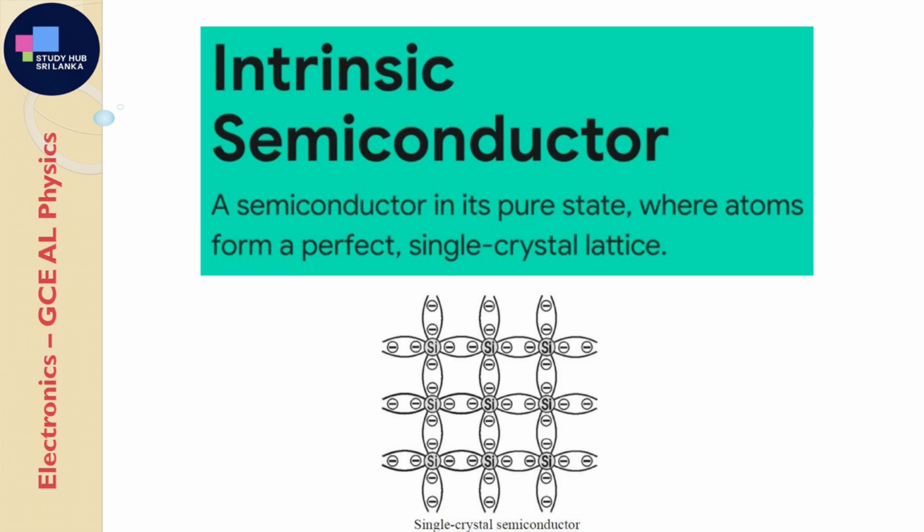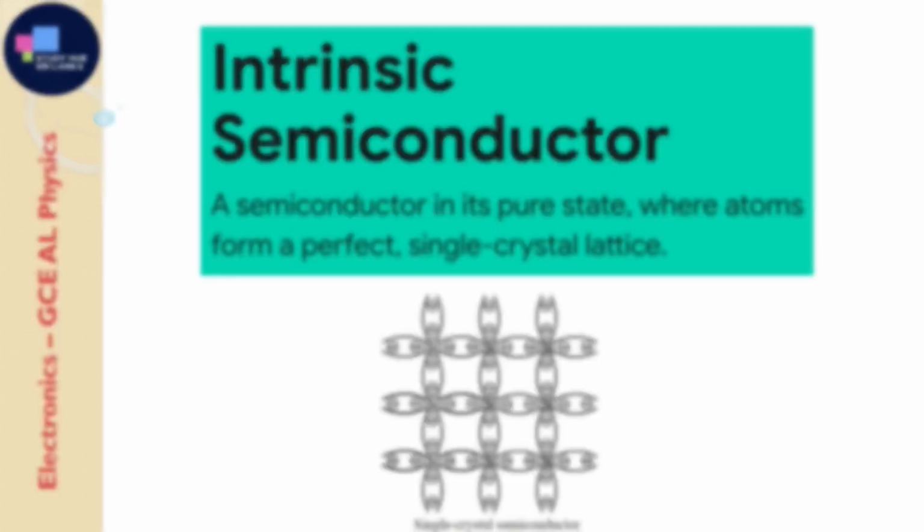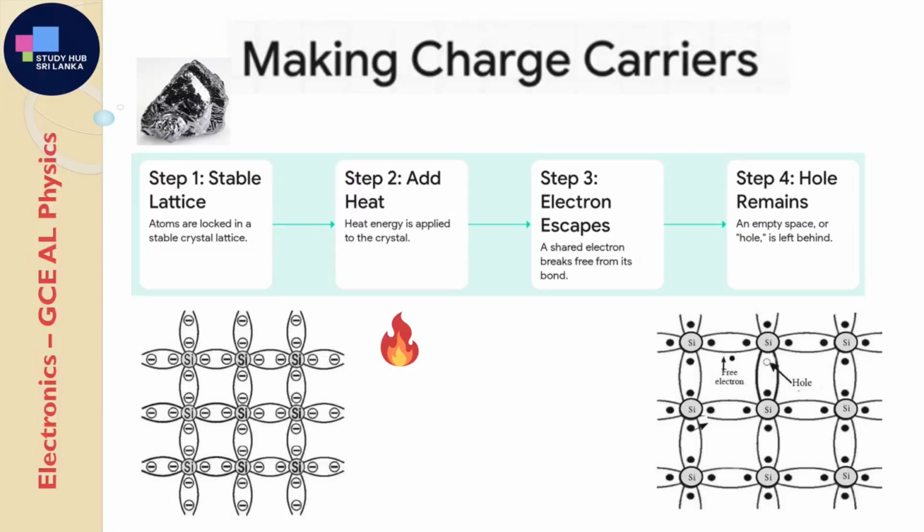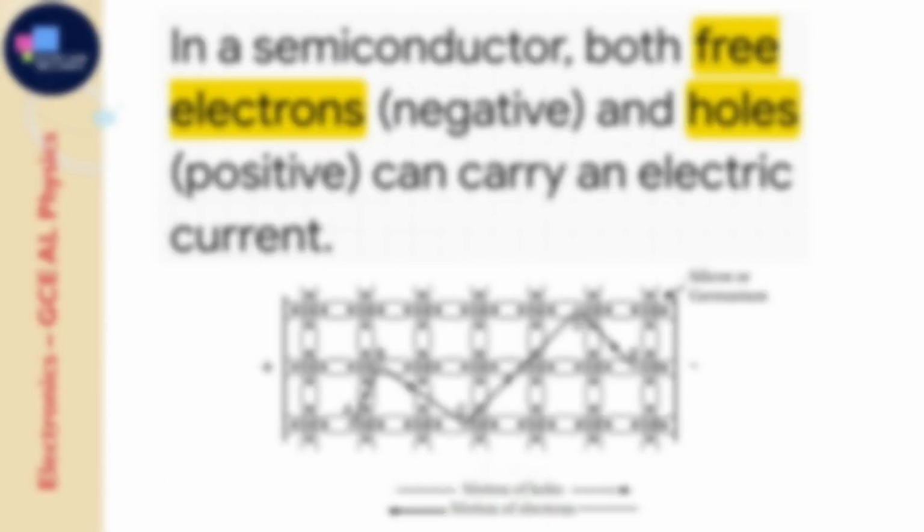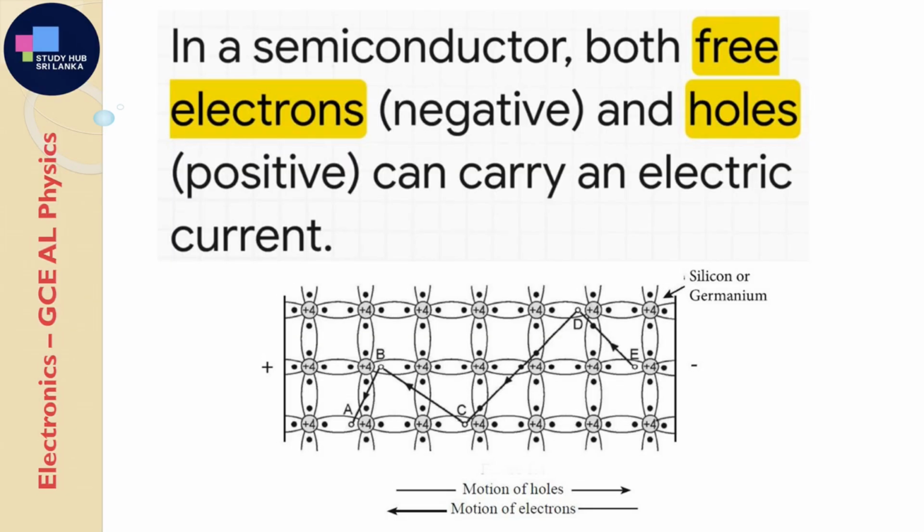Now, those bonds are strong, but they're not unbreakable. In fact, just a little bit of heat, even just the ambient energy at room temperature, can be enough to knock an electron loose. It breaks free from its spot, and when it does, it leaves behind an empty space, a hole. And here is where things get really cool. That free electron, which has a negative charge, can obviously move around and carry a current. But get this, so can the hole. When an electron from a nearby bond hops over to fill that empty spot, it leaves a new hole behind. So it looks like the positive hole is actually moving through the crystal. Both the electron and the hole can carry current.